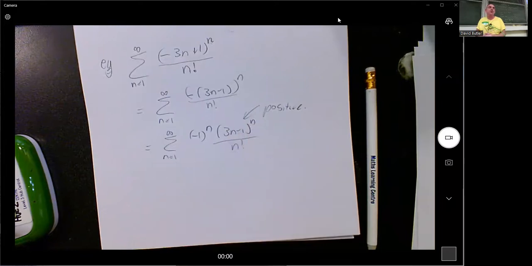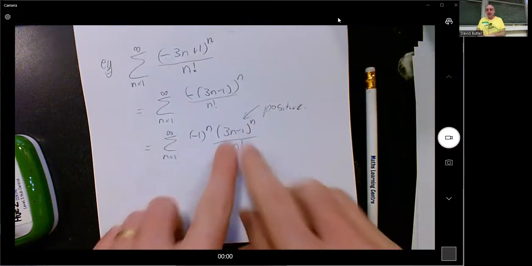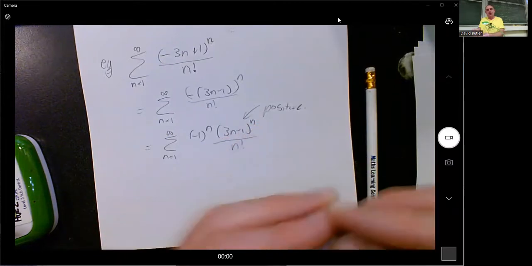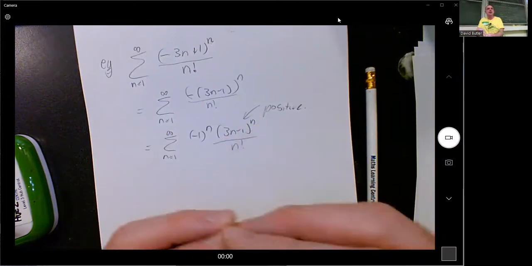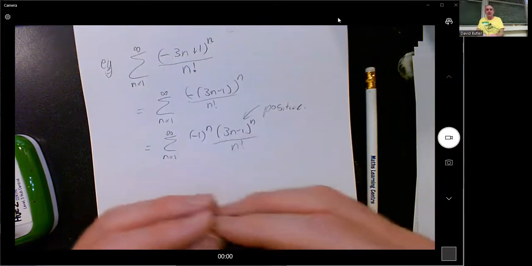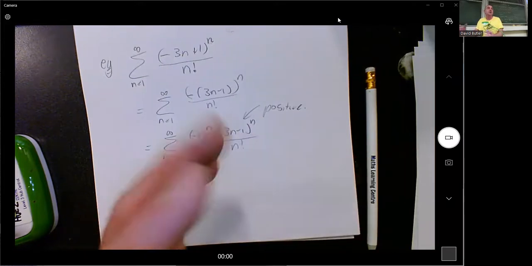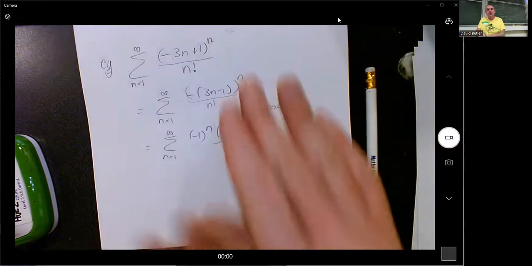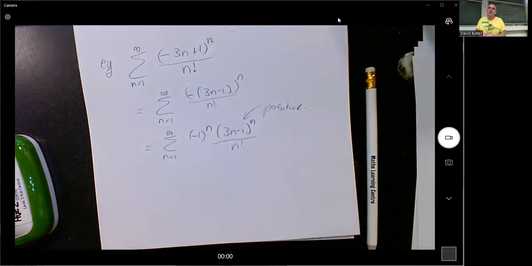I think this won't converge because n to the power of n is bigger than n factorial is. Because n to the power of n is like n times n times n, while n factorial is n times n minus 1 times n minus 2 times n minus 3. So n factorial is smaller, so the top is bigger than the bottom, and so it's not going to converge. But I just wanted to point out that it's a thing.